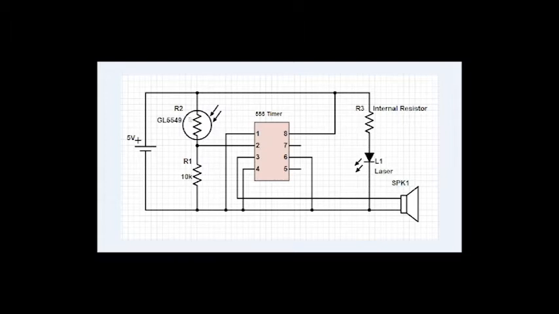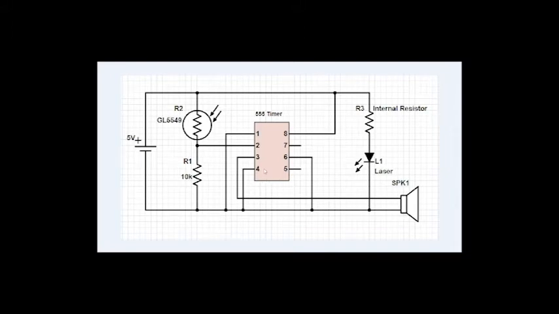We can do this by using a voltage divider. If the laser is hitting the photoresistor, then the resistance will go low and 10,000 will dominate over the total resistance. And if we break the beam, then the resistance will go to about 2 million, and 10,000 over 2 million is definitely less than 1/3, and our output will go high, and the buzzer will sound.